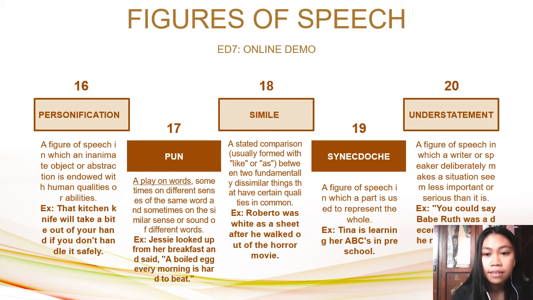Nineteen, synecdoche. It is a figure of speech in which a part is used to represent a whole. Example: Tina is learning her ABCs in a preschool. The ABCs here is representing the whole alphabet.